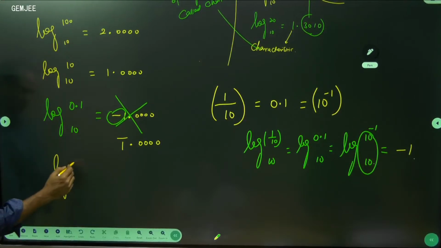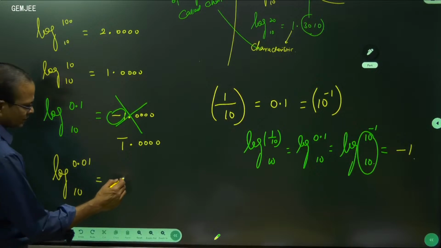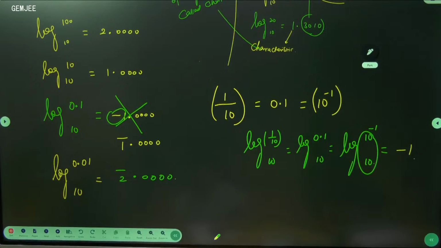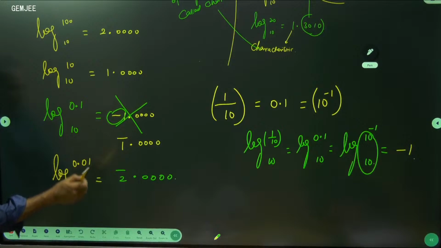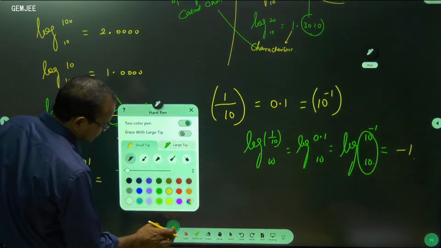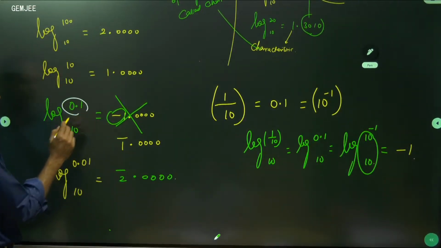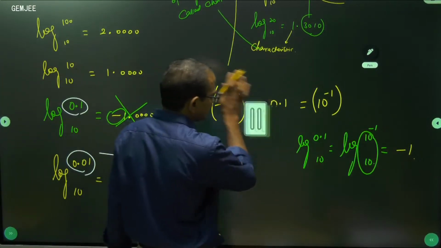Log of 0.01 to the base 10. Super. 2 bar. Don't put minus; put 2 bar only. ஏன் சார் மைனஸ் போடக்கூடாது? அப்படின்னா எங்கே பிரச்சனை வருதுன்னா, choose a number between these two. Then your headache will start. Between which two? Between 0.1 and 0.01, let us name a number in the middle.